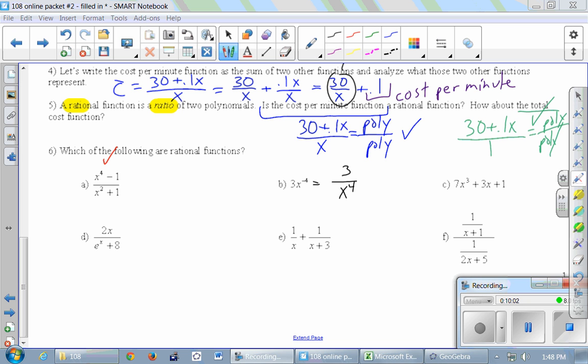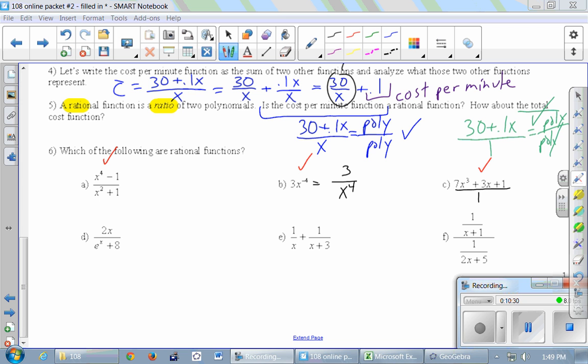3 is a polynomial, so is x to the 4th. So after rewriting it, we see, yes, it is a rational function. Part C looks like it's just a straight polynomial, but we've already decided that we can divide anything we want by 1 without changing it. And now it is a polynomial divided by a polynomial, which makes it a rational function.